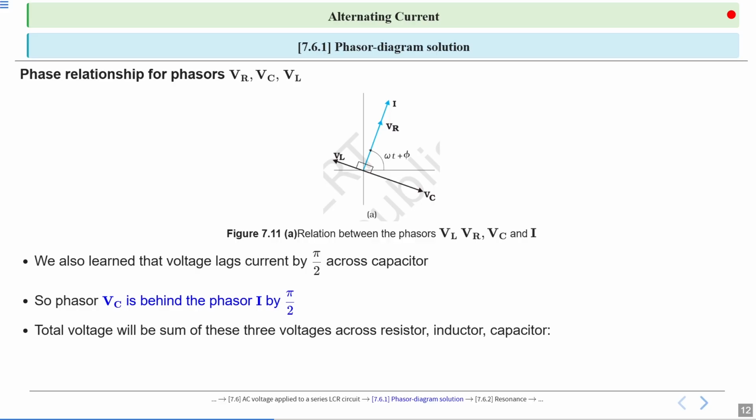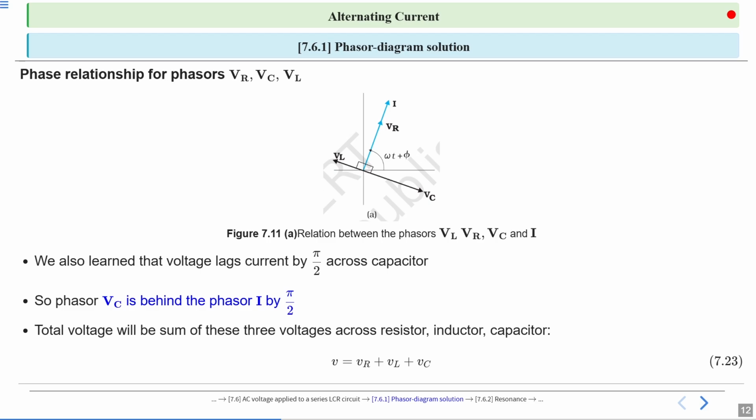Total voltage will be the sum of three voltages across the resistor, inductor, and capacitor. Okay, so these are the instantaneous values. The instantaneous value at any instant, if we calculate the voltage, will be the sum of the voltage across the resistor at that instant, plus the voltage across the inductor at that instant, plus the voltage across the capacitor at that instant. So these are all instantaneous values. If we want to calculate the instantaneous voltage across all the components, it will be the sum of the instantaneous values of voltages across all the components individually. Okay, so mark it as equation 7.23.